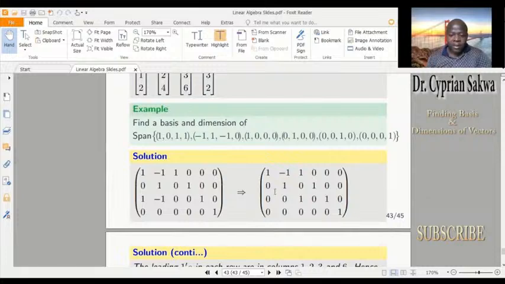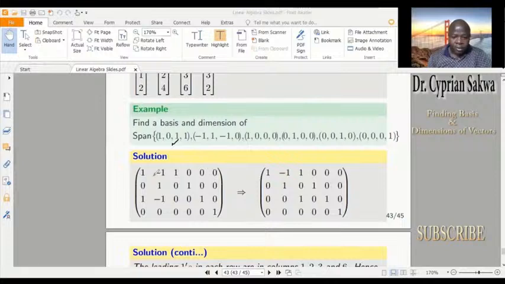As I've said, we can decide to write in column form. So that's what I did here. Find the basis and dimension of this. So which one did I arrange here? Did I arrange in column form? No. Not arranged in column form. So let's just do it and see.